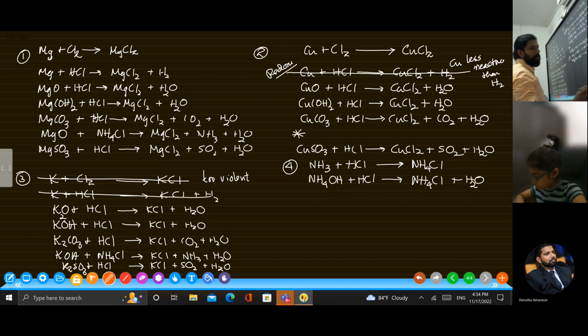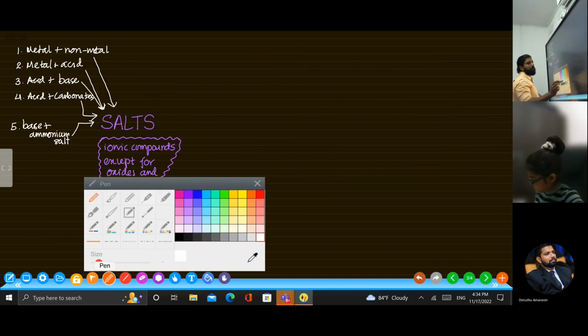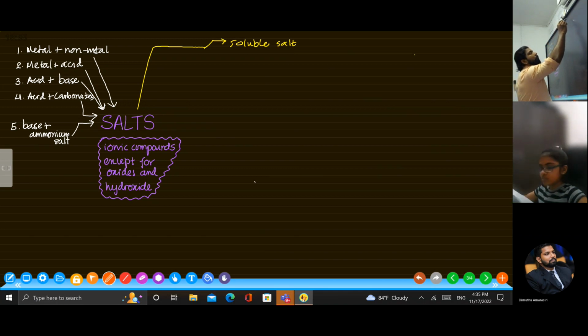All right, so let's move into salt. Now there are different types of salts. That's what you need to understand. We can divide salts as soluble salts in water. Can you tell me all the soluble salts in water? Group 1 salts. Solubility rules.